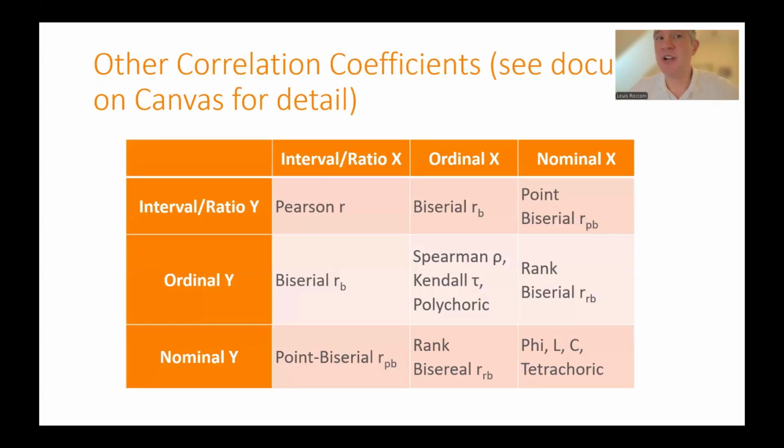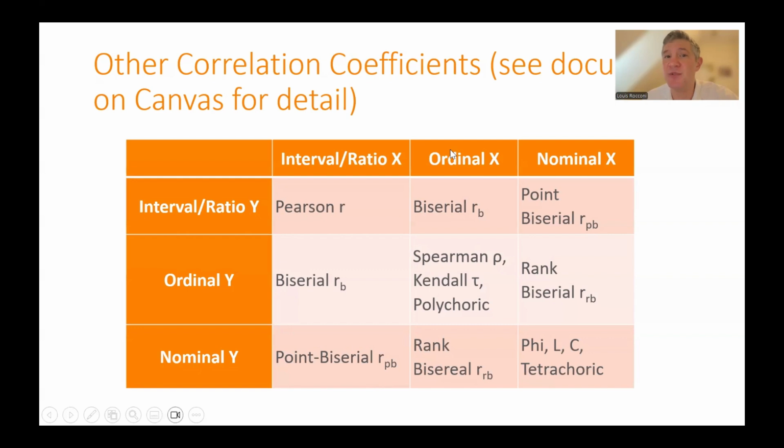There's a handout on Canvas that talks about some other correlation coefficients, so I'd encourage you to read that. We're mainly focusing on Pearson's R here, but there are many other kinds of correlation coefficients that you can check out. Like if we're looking at a correlation between a nominal variable and an interval ratio variable, we can use a point biserial correlation.